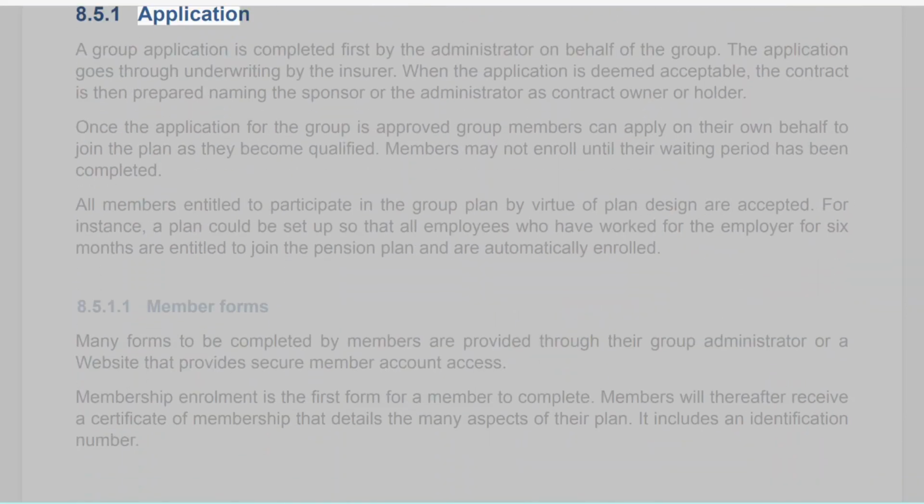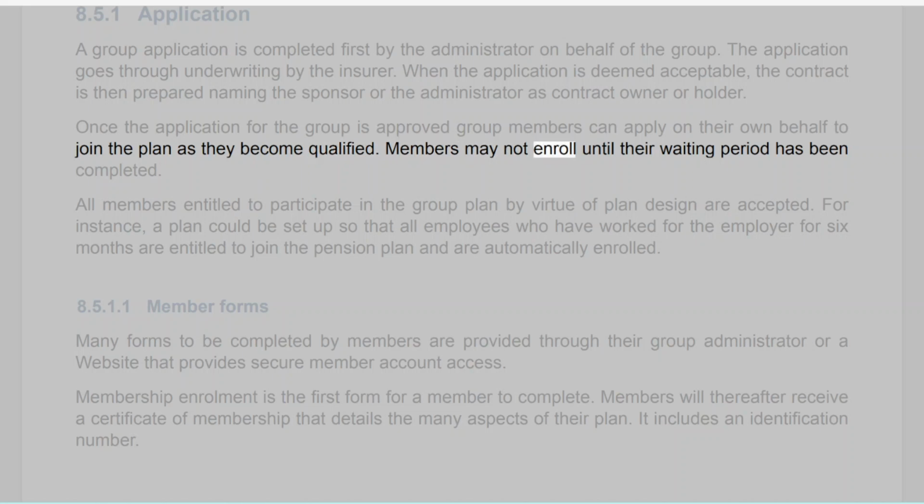8.5.1 Application. A group application is completed first by the administrator on behalf of the group. The application goes through underwriting by the insurer. When the application is deemed acceptable, the contract is then prepared naming the sponsor or the administrator as contract owner or holder. Once the application for the group is approved, group members can apply on their own behalf to join the plan as they become qualified.